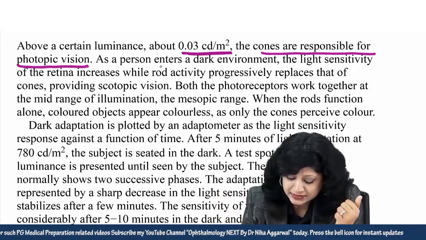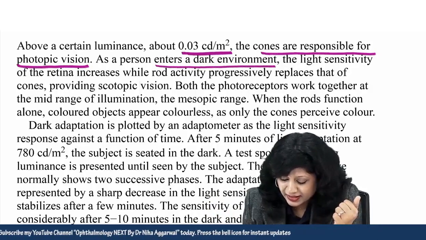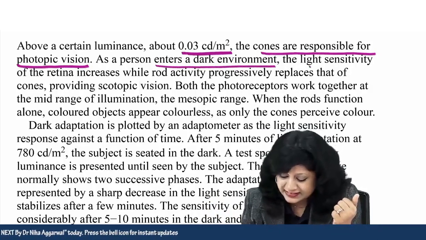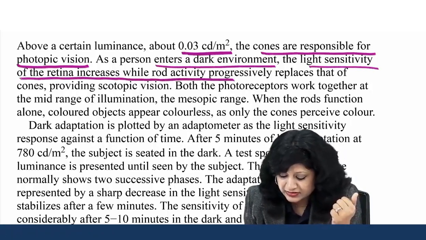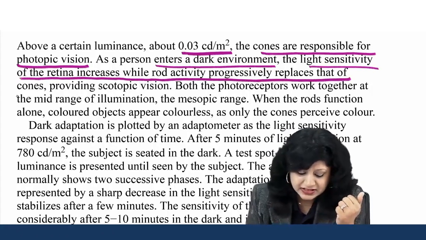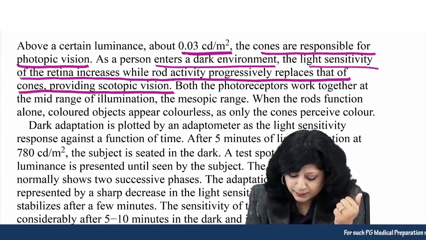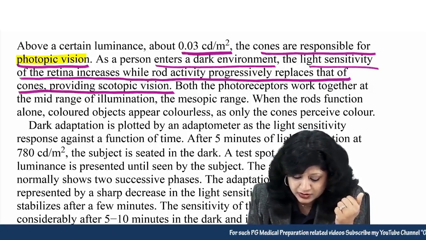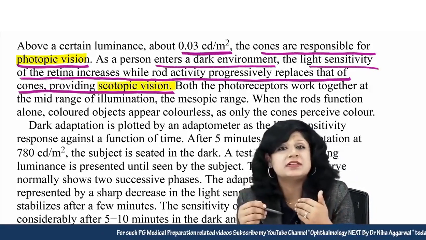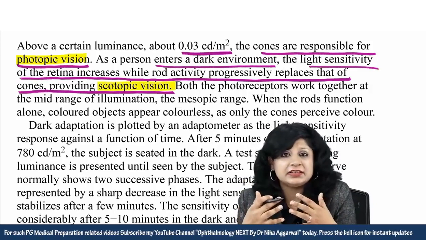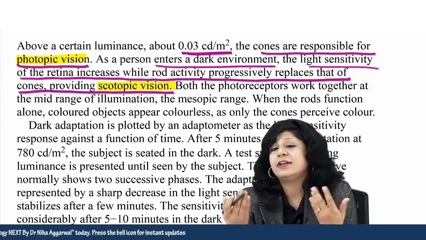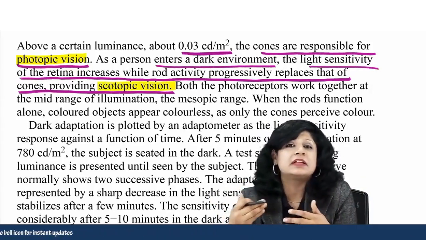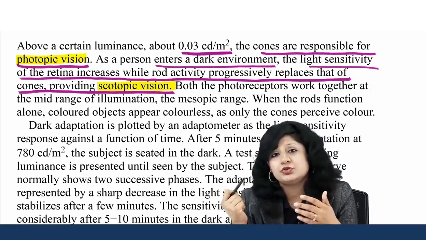Now as the person enters a dark environment, what is happening? The light sensitivity of the retina increases while rod activity replaces that of the cones. That is your scotopic vision. So I have a photopic vision, I have a scotopic vision. As soon as the person enters dark conditions, the rods get up because they know now it's their turn, and they will be progressively replacing the duty of the cones.